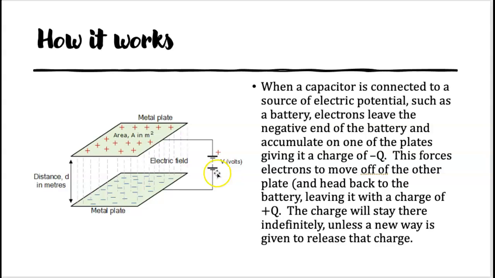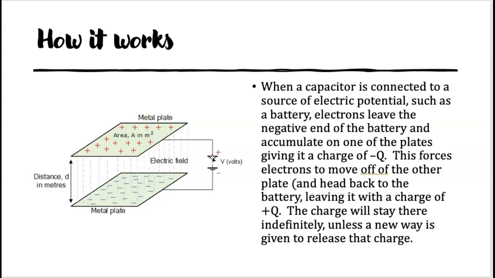You see the negative end of the battery brings in electrons onto this plate. Those electrons create an electric field, or an electric force, if you will, that's pushing electrons away from this plate, leaving this plate positively charged, and those electrons are pulled back into the battery so that the process can continue to some extent. There is a limit though, right?